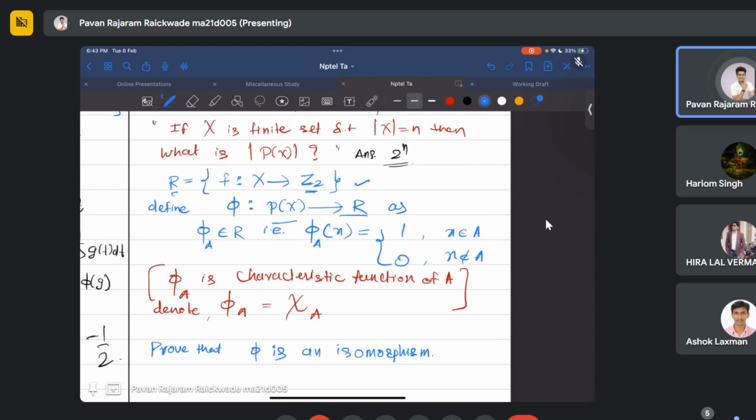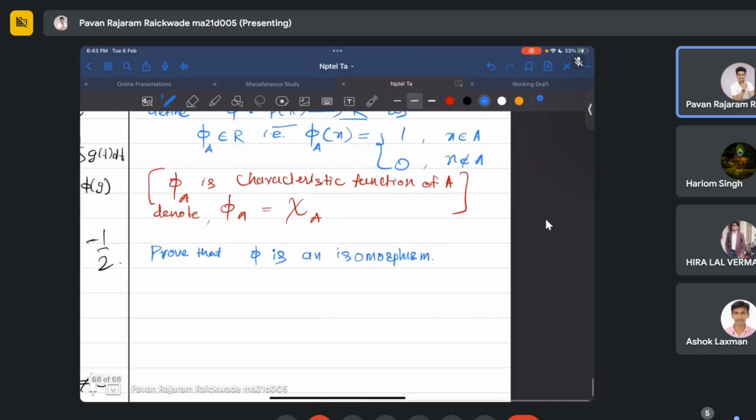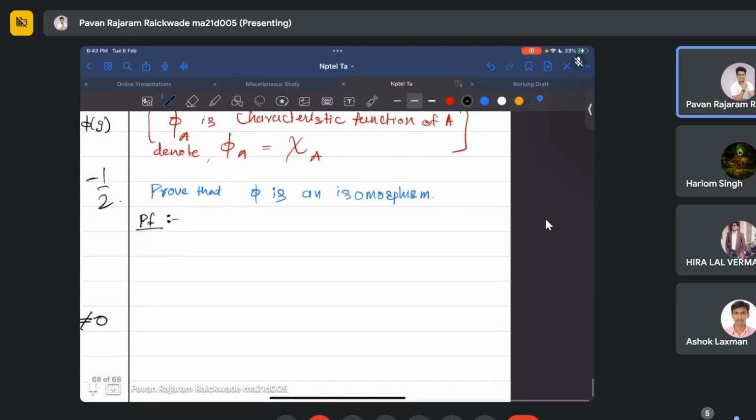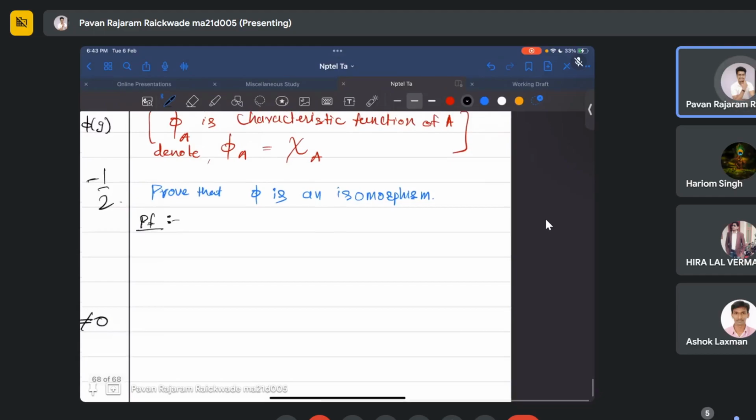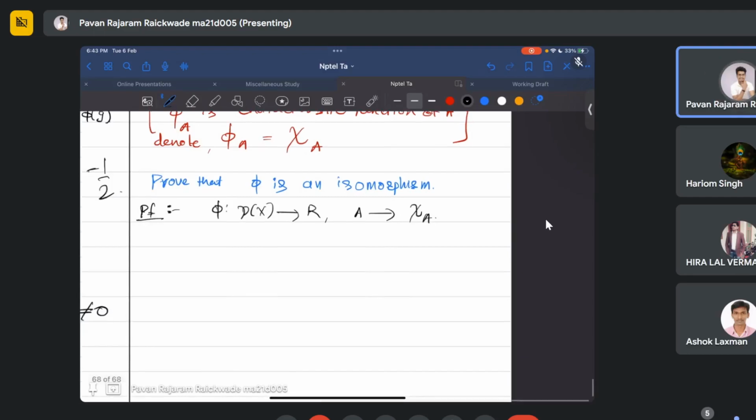So how will we prove that phi is an isomorphism? Okay. Proof. Okay, so how is phi defined? Phi is defined from the power set of X to R as A goes to the characteristic function of A, right? This is the map. Right?